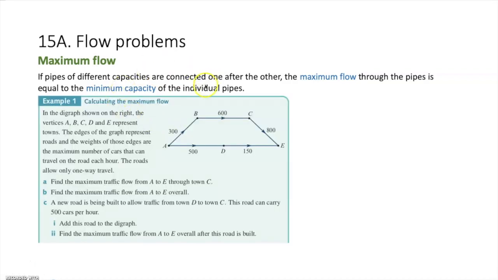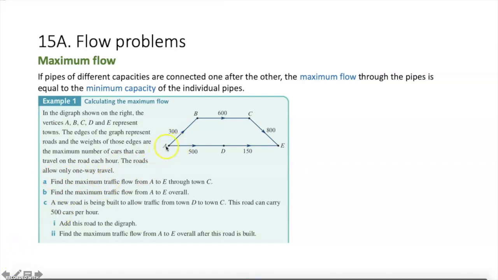We want to calculate the maximum flow in this diagram. Now let's read the question together. In the diagram shown on the right, the vertices A, B, C, D, and E represent towns. The edges of the graph represent roads, and the weights of these edges are the maximum number of cars that can travel on the road each hour. The roads allow only one-way travel.